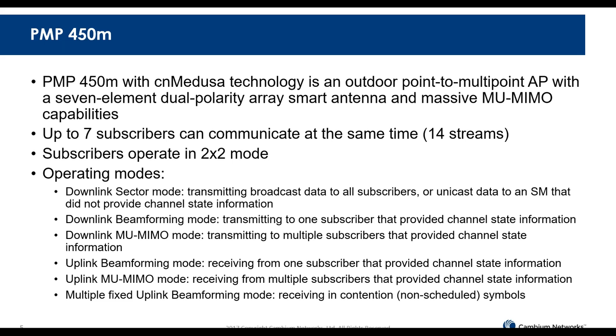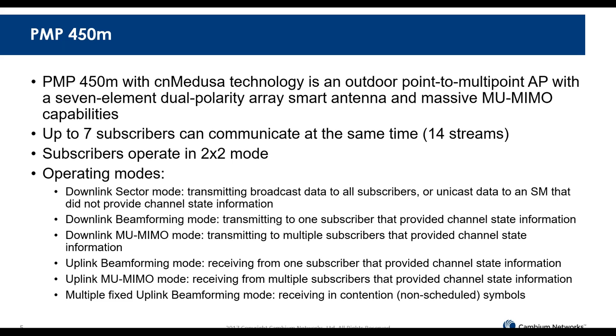And the third mode is the downlink MU MIMO mode, which is a transmission to multiple subscribers that provided channel state information. This is what we saw before when we created multiple beams in multiple directions. And of course, these subscribers need to have completed sounding because the access point needs to know in which direction to point the multiple beams.